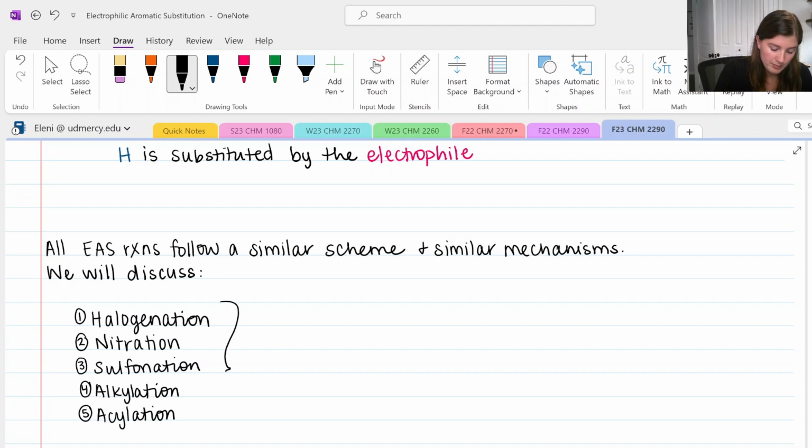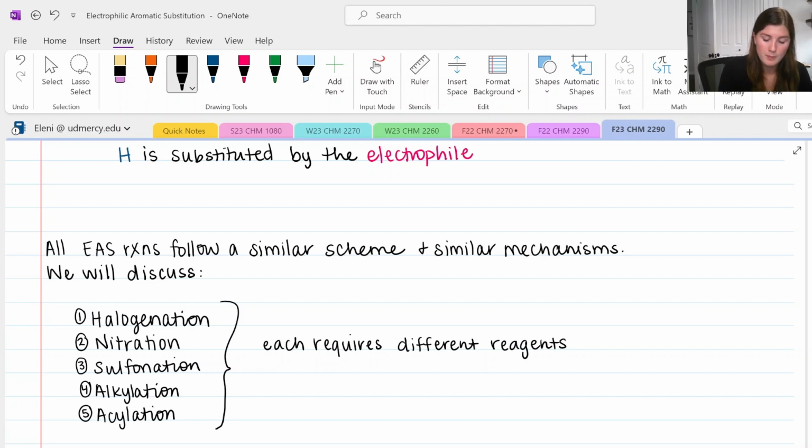All of these different types, they'll all have their own video. Each one requires different reagents. And that's how we get the different types of mechanisms and different types of products. Some of these require a catalyst.